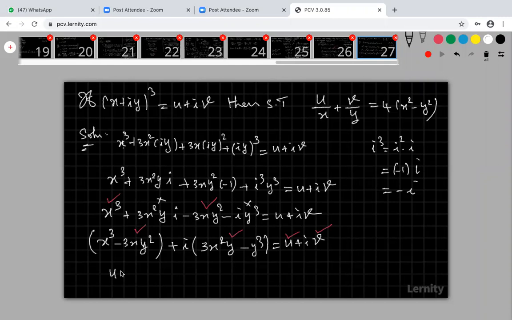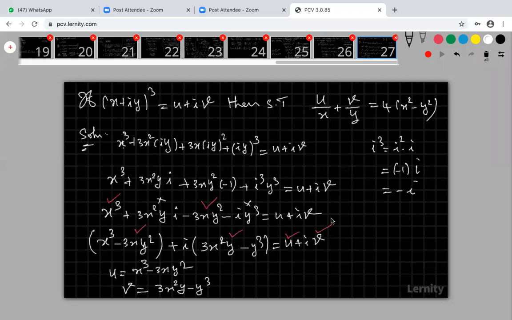So therefore my u is equal to, here the real part u is x cube minus 3xy square. What is my v? Imaginary part. Here the imaginary part v is 3x square y minus y cube. Okay, right. Now I got u and v.